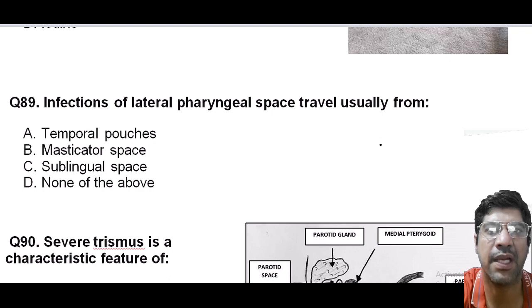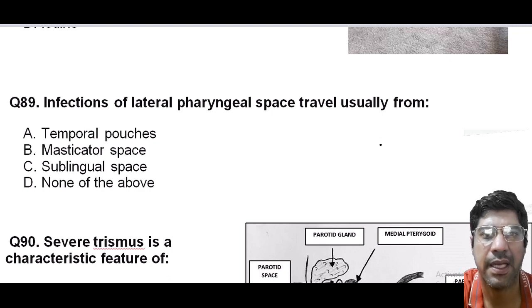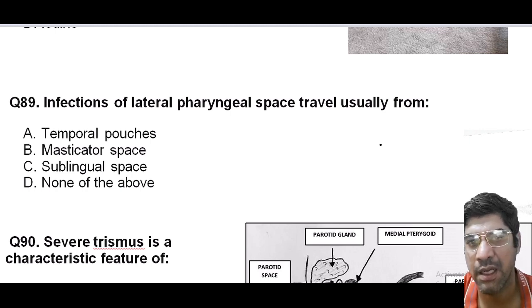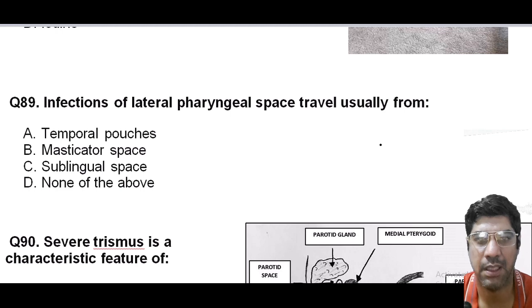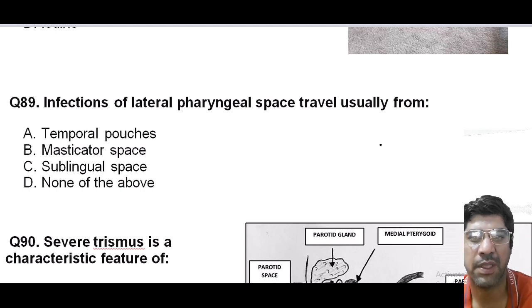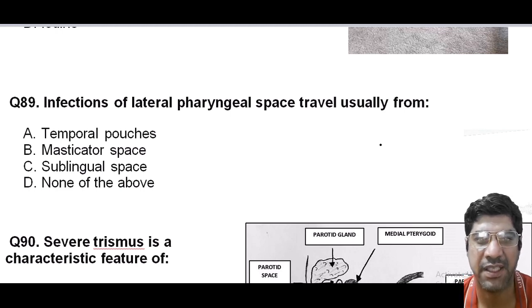The infection from the lateral pharyngeal space can spread from the masticator space. The masticator space contains the muscles of mastication, like the masseter and temporalis muscle. So from the masseter space, the infection can extend into the adjacent lateral pharyngeal space.